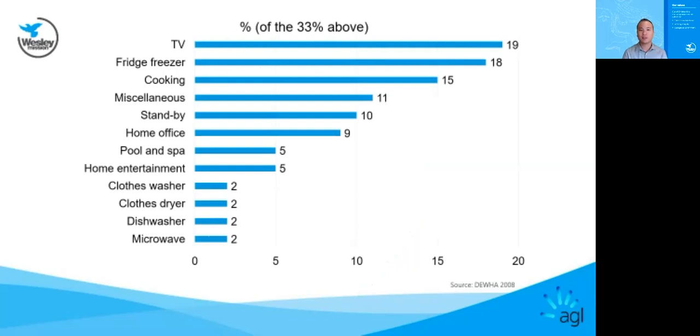And of the 33%, which appliances are the energy suckers in your home? It's your TV at 19%, followed by your fridge, freezer, and cooking. Home entertainment, dishwasher, microwave. Generally, these are pretty good now because of the energy ratings. They're made quite well. But really, the culprit in your home is your TV.